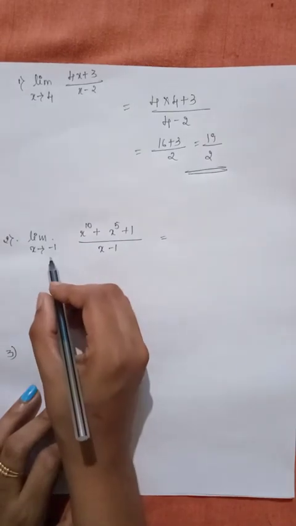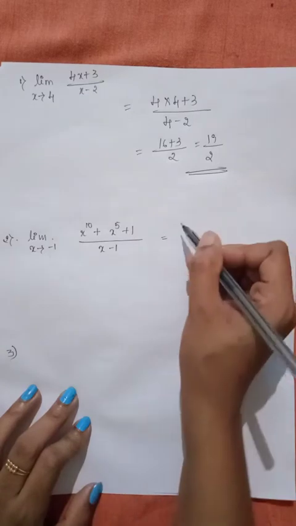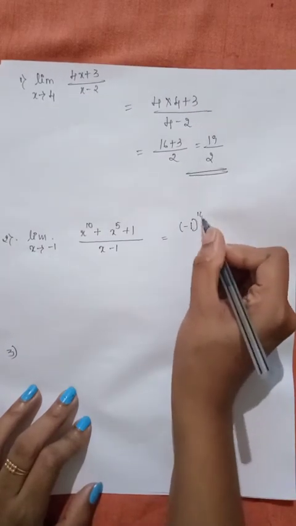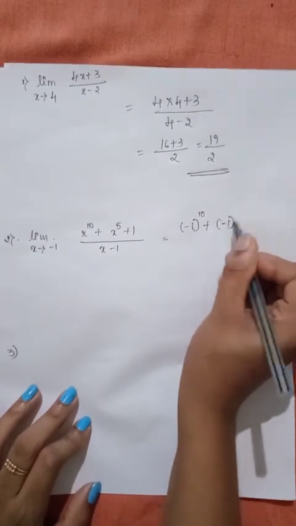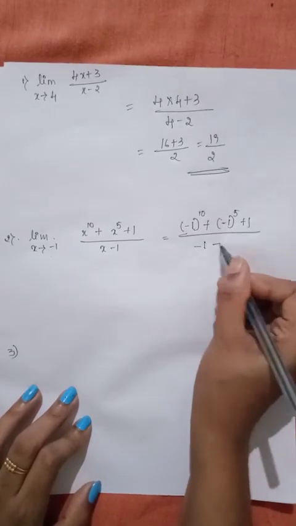x tends to minus 1. Okay, they have told x tends to minus 1. So what you have to do? In place of x, you have to replace it by minus 1. So minus 1 power 10 plus minus 1 power 5 plus 1 divided by minus 1 minus 1.